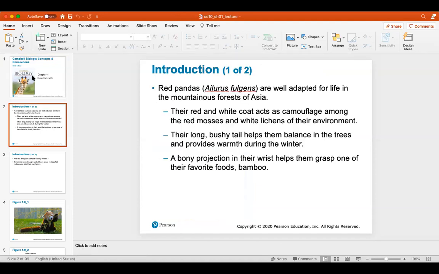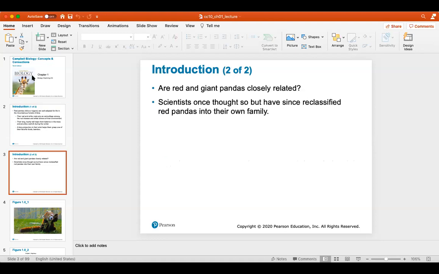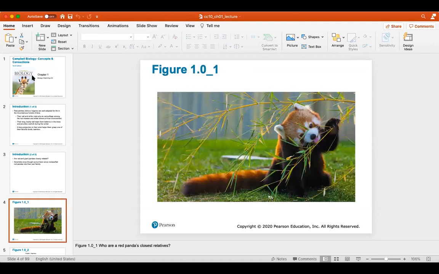We're going to first start talking about red pandas, which are well adapted for life in the mountainous forests of Asia. They have red and white coats that act as camouflage, and their long bushy tails help them balance in the trees and provide warmth during the winter. They have a bony projection in their wrist that helps them grasp one of their favorite foods, bamboo. And we talk about how red and giant pandas were once thought by scientists to be closely related, but have since been reclassified, with red pandas in their own family. And this is a look at what a red panda looks like.